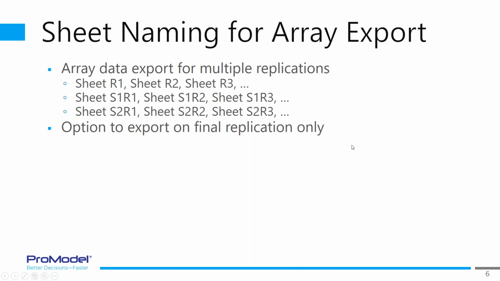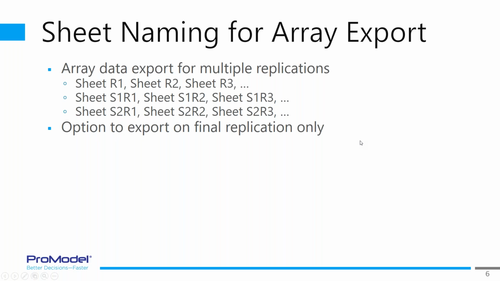However, you may only want to export on the final replication only. Let's say you are perhaps using the array to calculate your own statistics, and you're averaging the replication data as it's running. In order to do that, you have to set the array to not clear the array data between replications, but to keep it. By doing that, you can keep a running average, and at the end of the last replication, you can do your summary and then export it on that final replication.